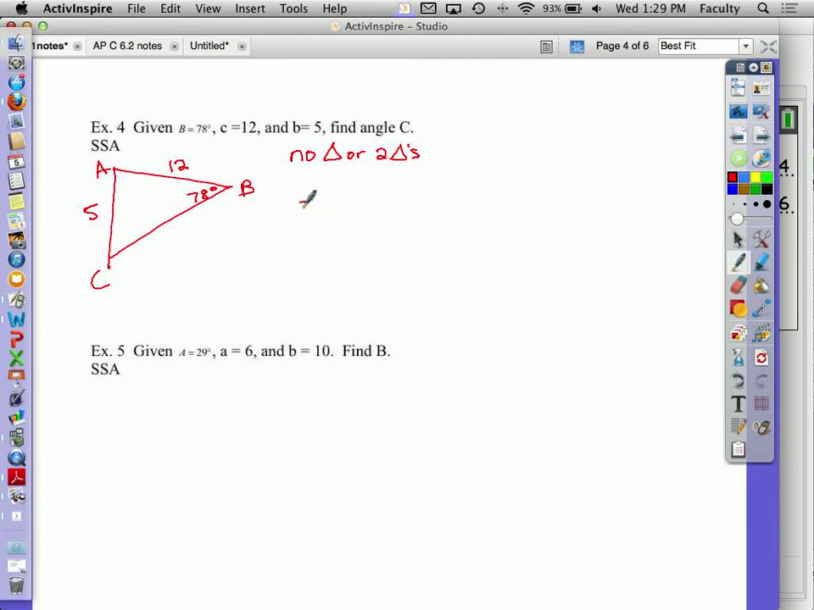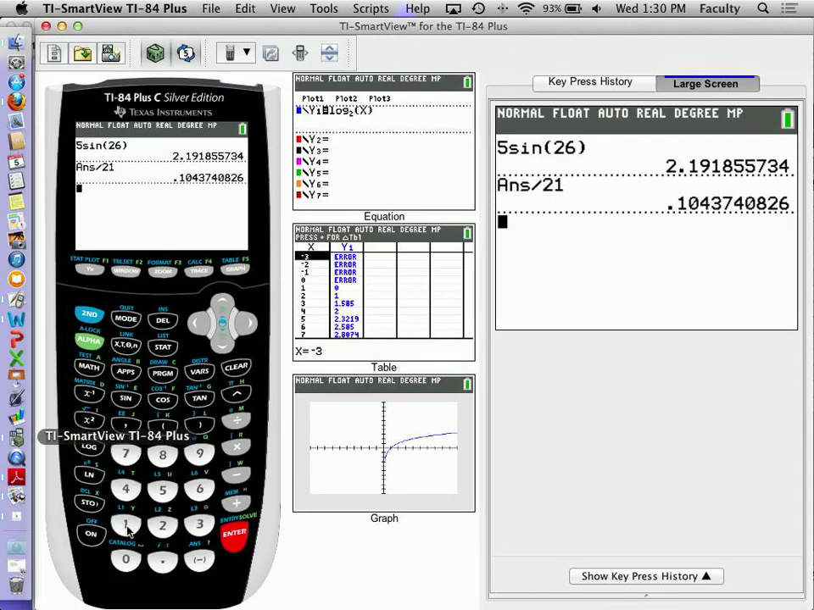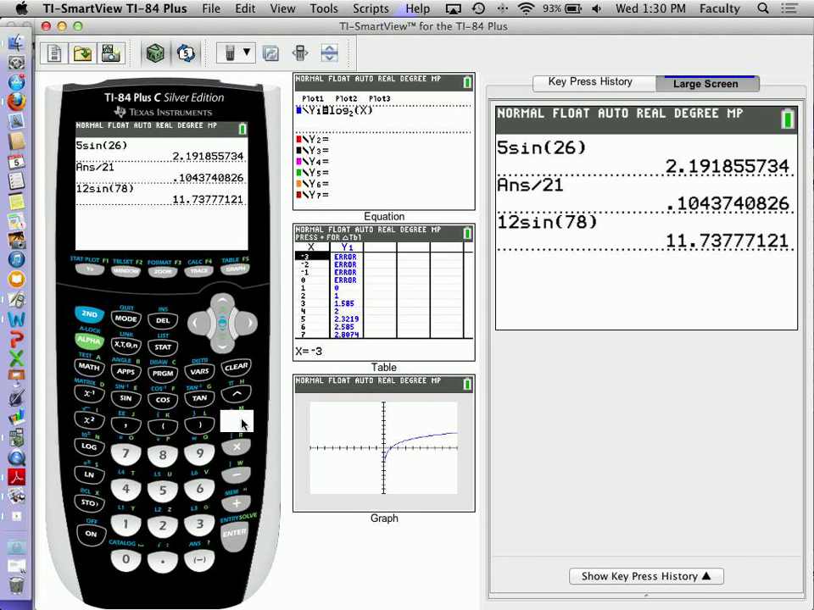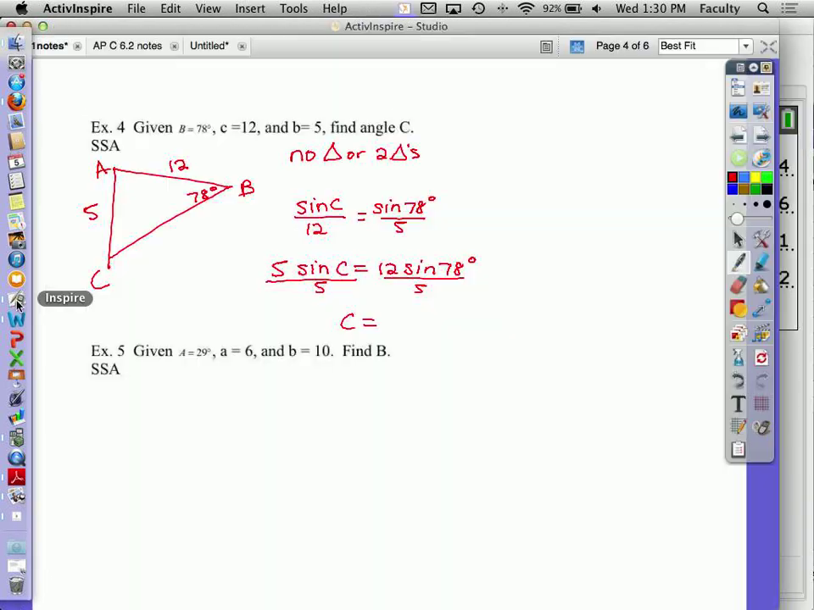So I'm going to take the sine of C over 12 equals the sine of 78 degrees over 5. So I'll cross multiply and divide by 5. So I'm going to take 12 sine 78 and divide by 5. Now at that point, you guys should not continue on your calculators, but second period they did. Whoops, that's sine C, right?